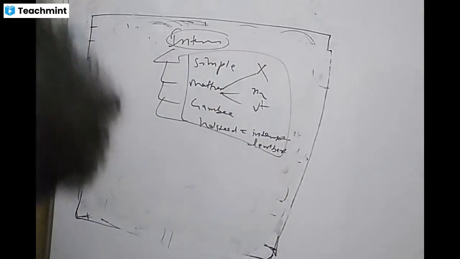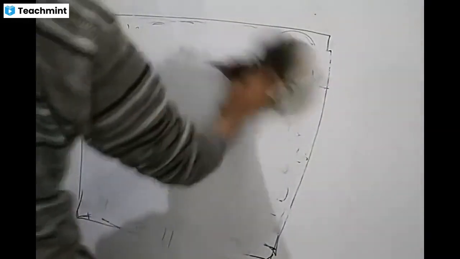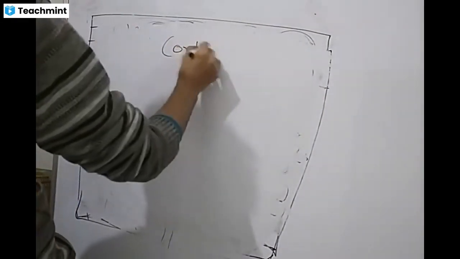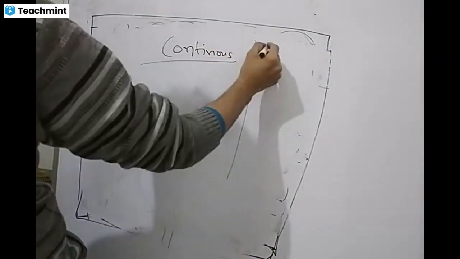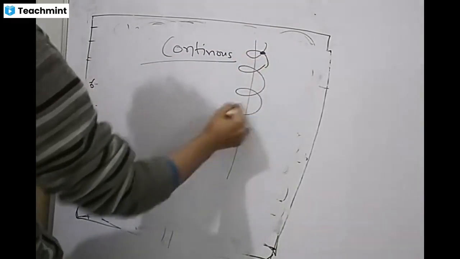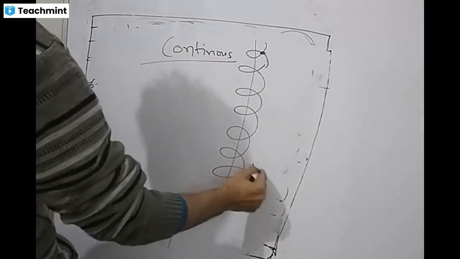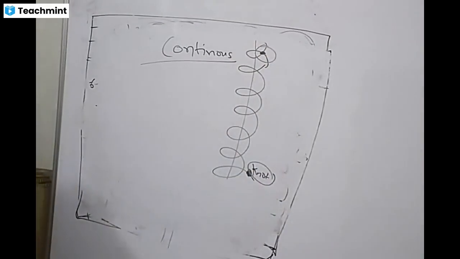The second major pattern is the continuous pattern. Continuous pattern, suppose this is, we apply a knot here and then it is continuous. Then again there is one more knot. So in case of continuous, there are a total of two knots.